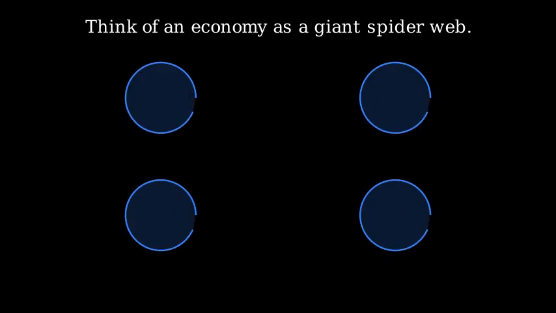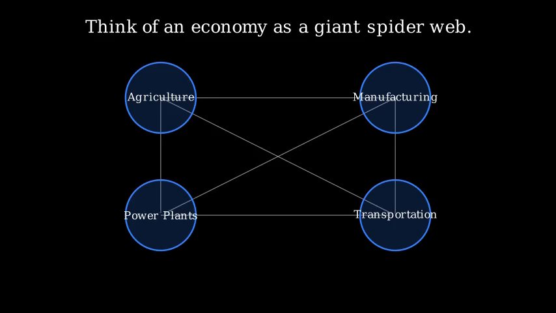So, here's the question. How do economists calculate exactly how much every industry needs to produce? The answer is a fascinating mathematical model called the Leontief Input-Output Model. Let's see how it works.